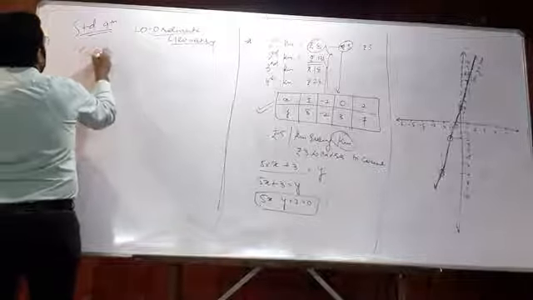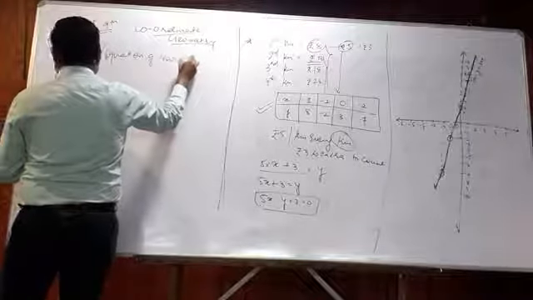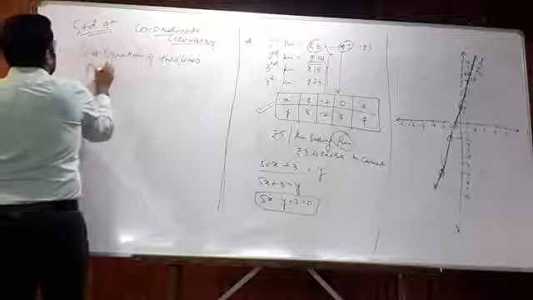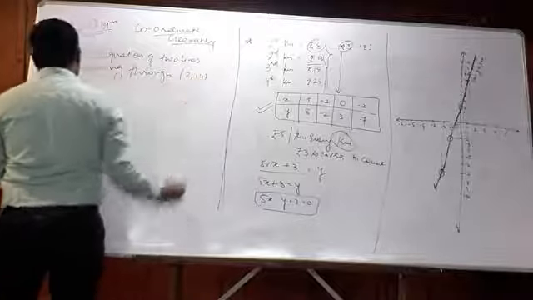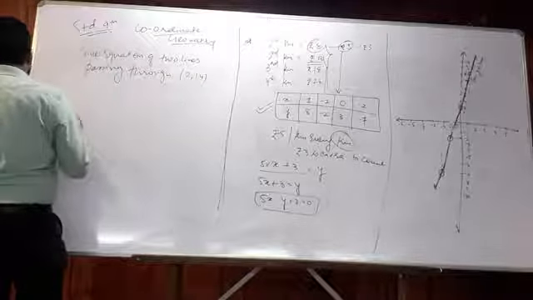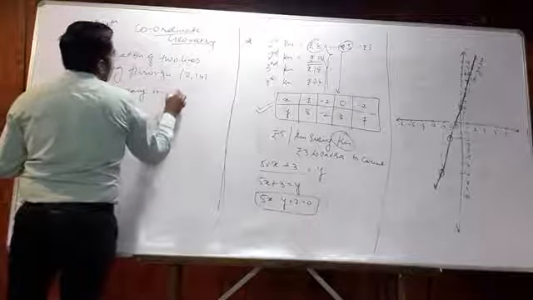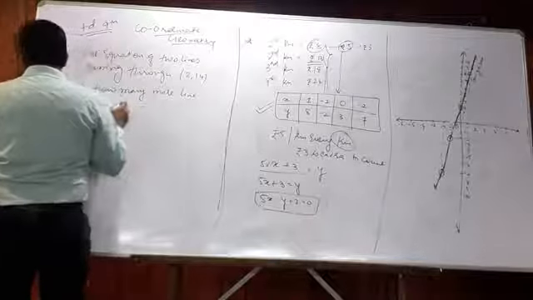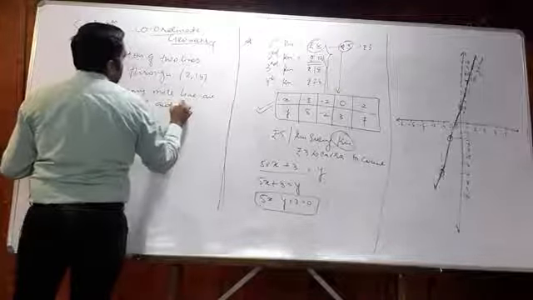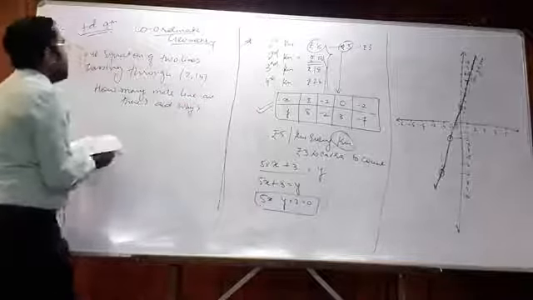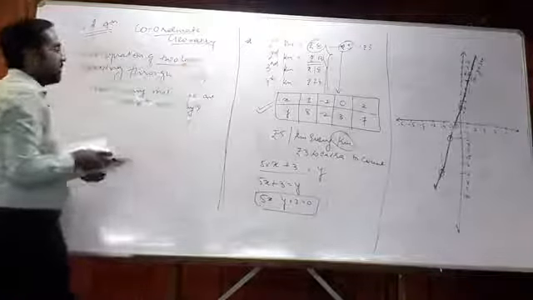Give the equation of two lines passing through 2, 14. How many more such lines are there and why? How many more lines are there and why? Okay. So in the question you have to see that it is clearly said that there are two lines passing through the given point.